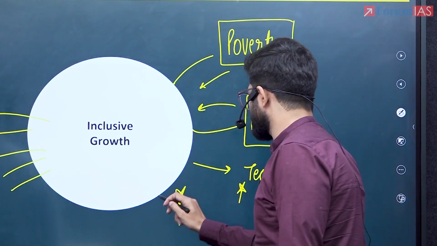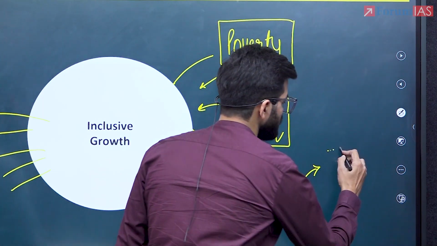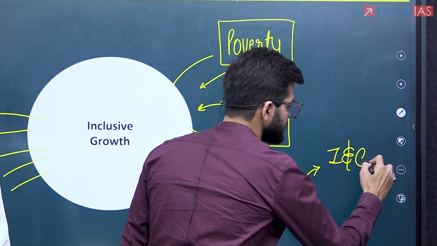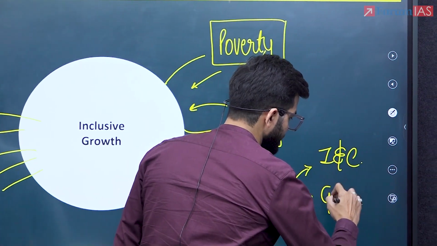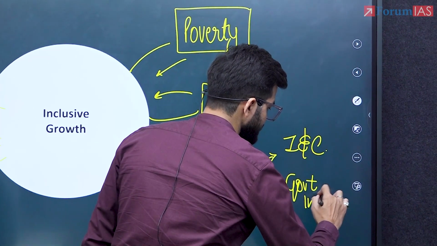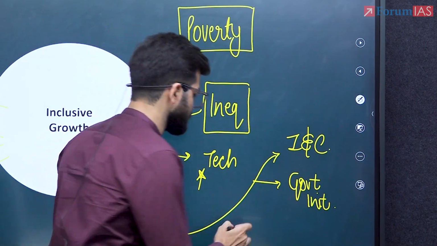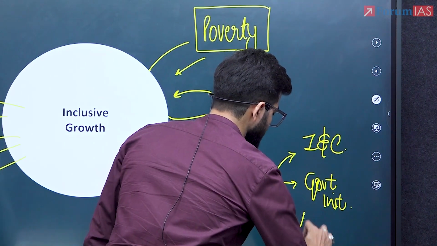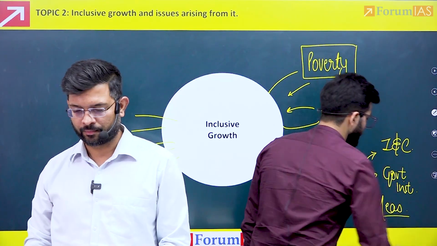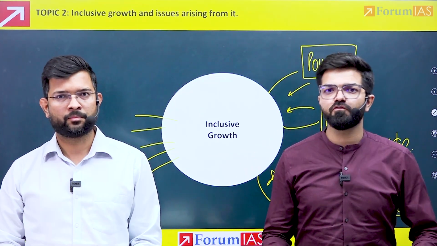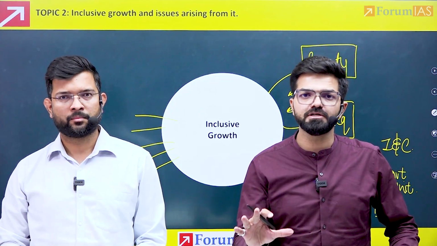Now within this, broadly, you should be prepared with issues and challenges. You should be prepared with government initiatives. Again, every initiative is for inclusive growth. No initiative is for exclusive growth. Then what are the measures which are required? How can we establish a just transition from inequality towards inclusive growth?